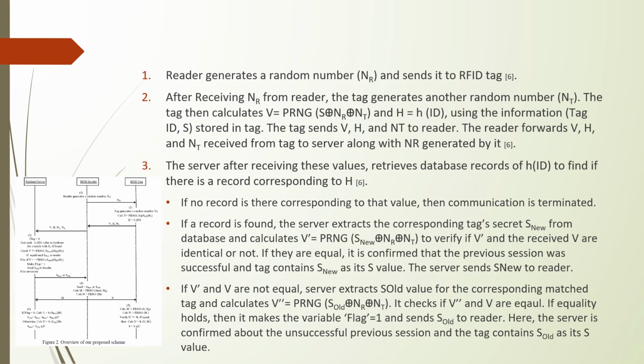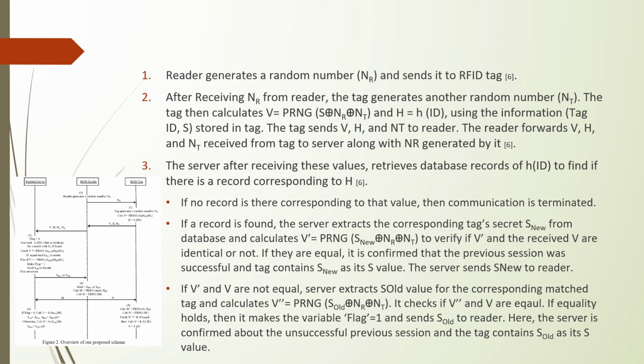and calculates the new V dash. V dash means the pseudo random number generator function used with the seed value and the two random numbers that are generated by the reader and the tag respectively. And this V dash will be verified. If the values of V and V dash are equal, then it confirms that the previous session was successful, and now the tag contains the new seed value, S new, instead of the original S, and the server sends this S new to the reader.